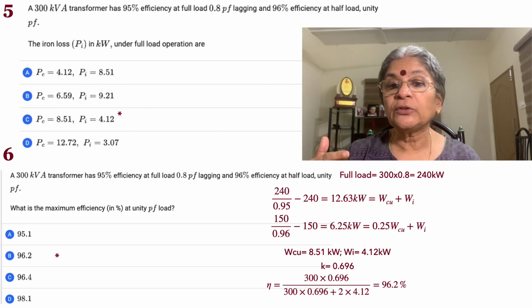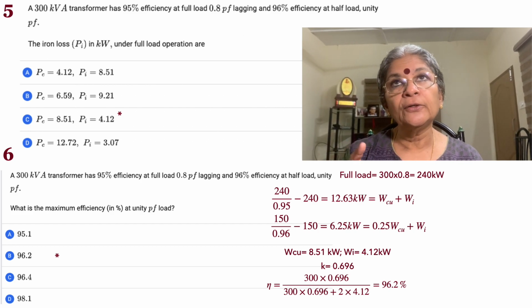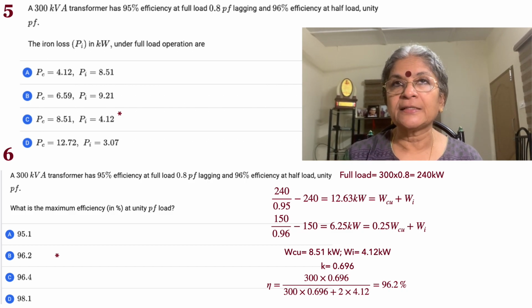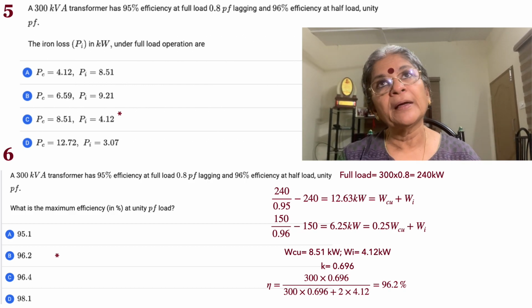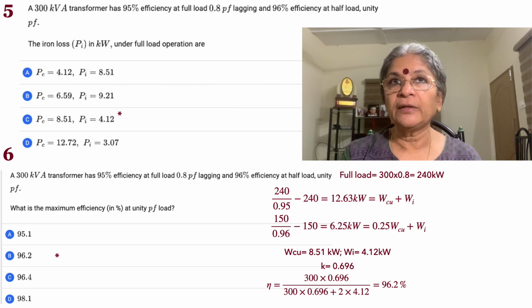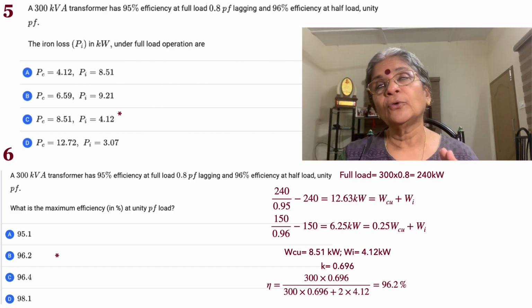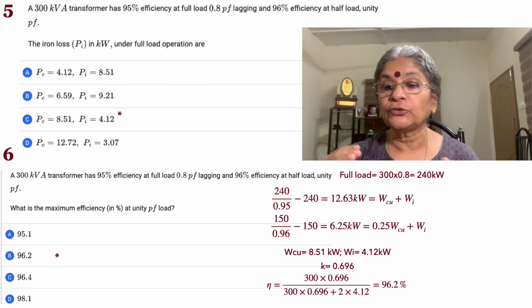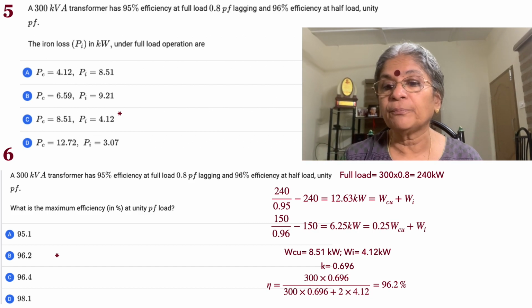What does it talk about? Half load, 96% efficiency, unity power factor. That means 300 into 0.5 into 1, so the output is 150. 150 divided by 0.96 gives you the input, since the efficiency is 0.96. Input minus output, 150 divided by 0.96 minus 150, gives you the half load copper loss and the constant iron loss, so WI plus 0.5 square WCU, where 0.5 square is 0.25.